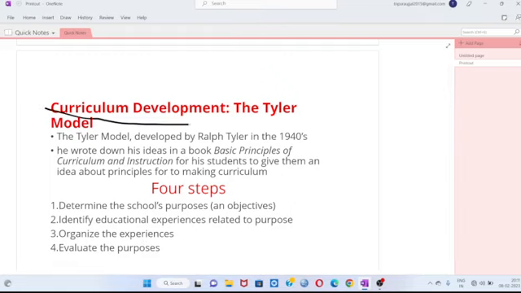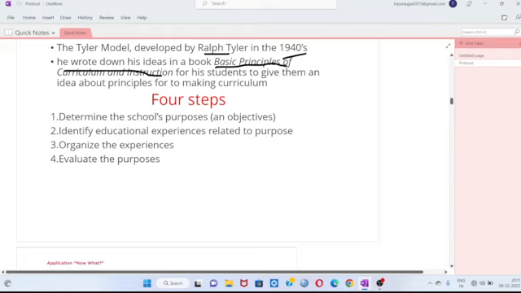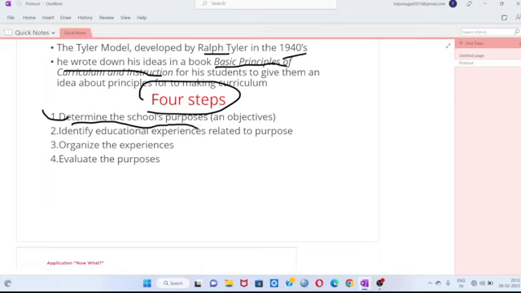So in curriculum development, another theory is the Taylor model. Actually Ralph Tyler in the 1940s wrote the basic principles of curriculum development and instruction, only for his students. So later on it became a theory. There are four steps. The first is objectives.